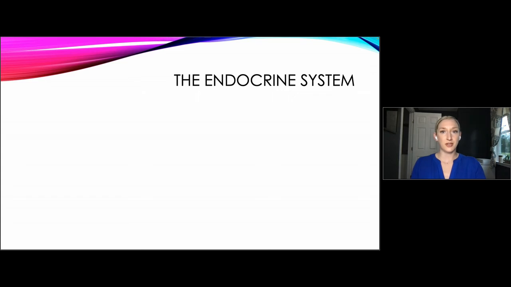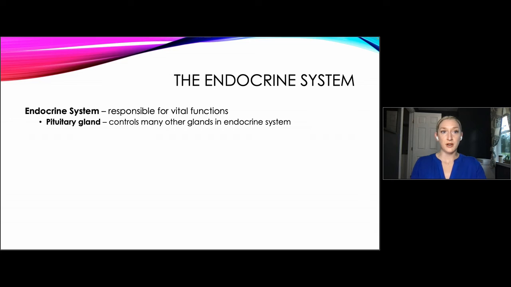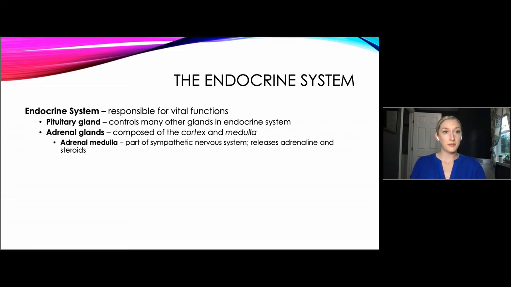And then we have the endocrine system, which consists of ductless glands that secrete hormones directly into our bloodstream. So the endocrine system is responsible for vital functions. We have the pituitary gland, which controls many other glands within the endocrine system. The adrenal gland, which is composed of the cortex and the medulla.